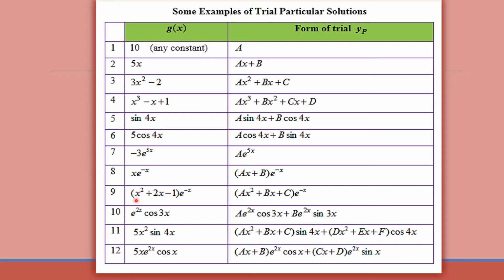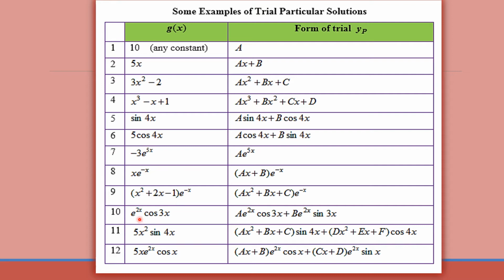Number 9 is an example where the g(x) is a product of a quadratic function and an exponential function. So the form of the yp must follow the form of the g(x). Here you have the quadratic function ax squared plus bx plus c multiplied by e to the negative x.